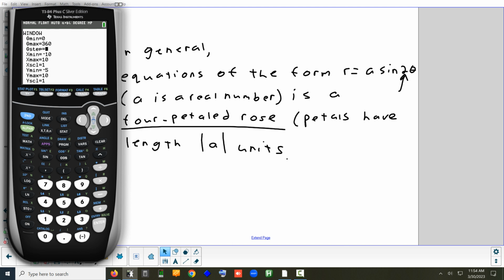And then what if you did 6 theta? Yeah, if you did 6 theta, it's going to make each petal a little skinnier, and you should have 12 of them. And how about if I did 5 theta? 10. 5.